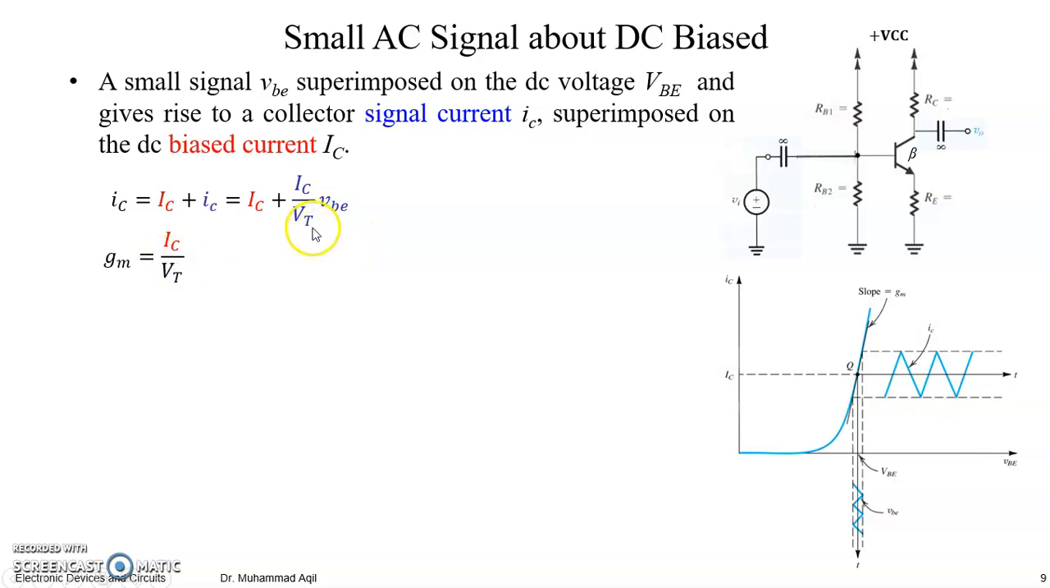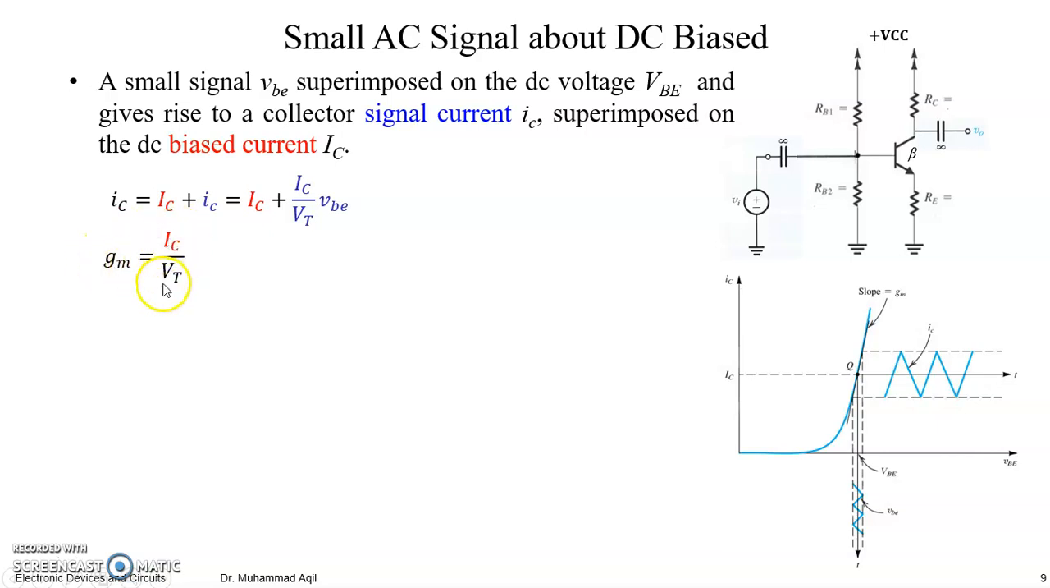So let's define this factor as gm. You already knew from Ohm's law that V is equal to IR, and 1 upon R is conductance, right? R is resistance, 1 upon R is conductance. So here gm is a conductance, right?